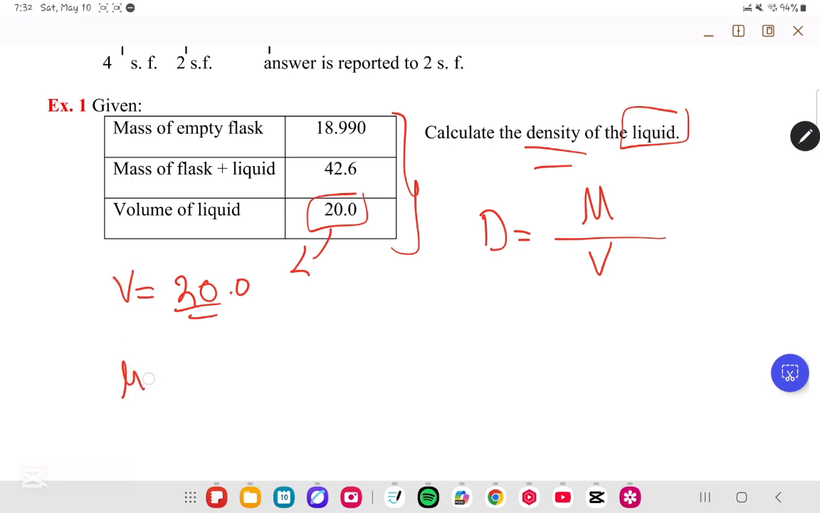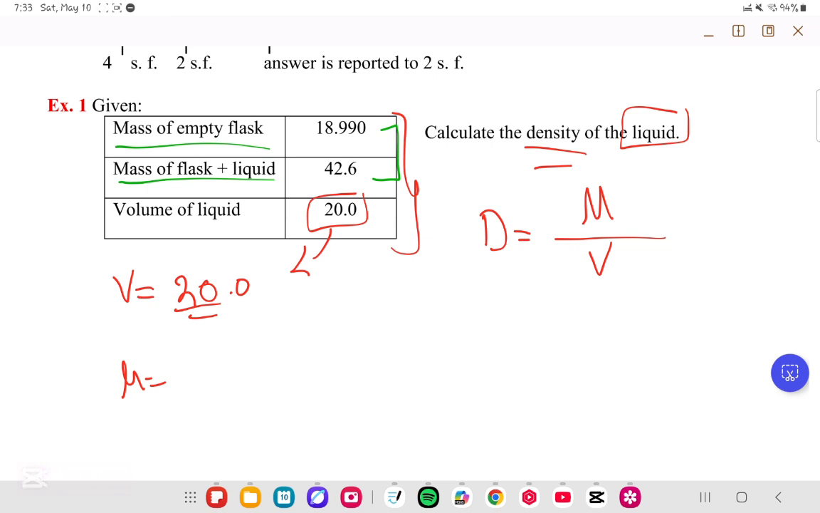However, how do we find the mass of the liquid? This is going to be a bit difficult. Why? Because you cannot measure the mass of liquid by itself. What you should do instead is measure the mass of an empty flask, and then add liquid to it, and then measure the mass of the flask plus liquid. So in order to find the mass of the liquid, you're going to subtract the mass of the flask plus liquid minus the mass of the empty flask.